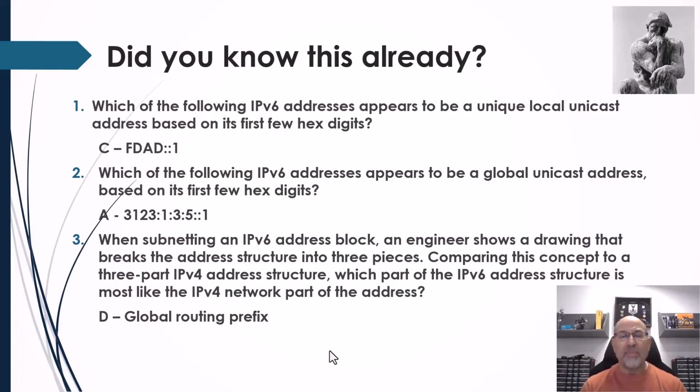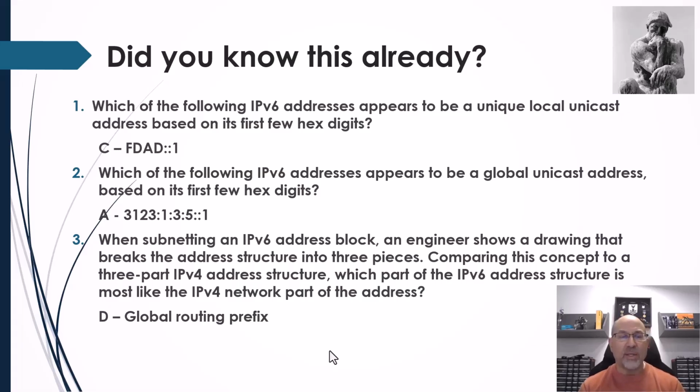Which of the following IPv6 addresses appears to be a global unicast based on the first few hex digits? You're seeing a theme here, right? If you look at the first couple of hex digits, you know what class of address they're going to be, or what type of address. The same was true for IPv4. Class A, B, and C had a very particular range of addresses. In this particular case, the global unicast is A, beginning with 3123, right? Begins with a 2 or 3, that's global unicast.